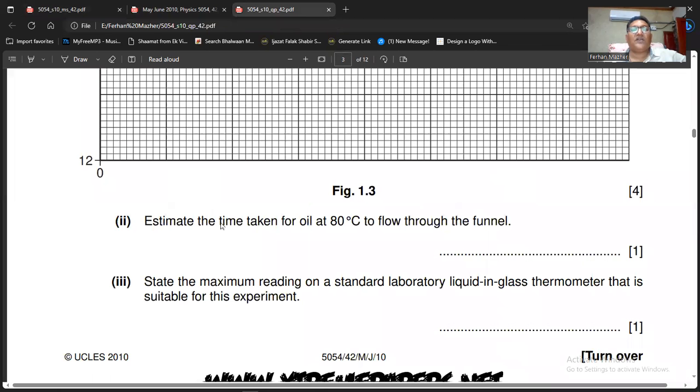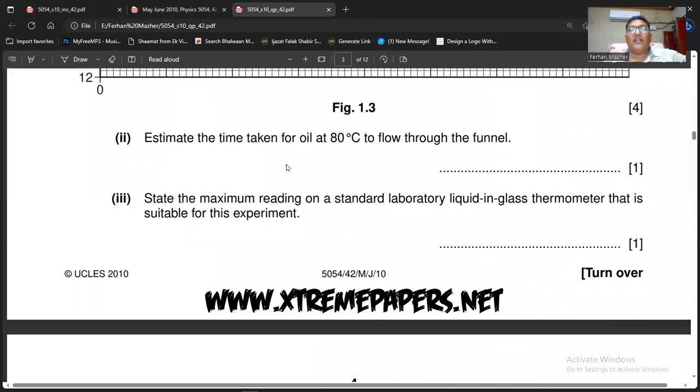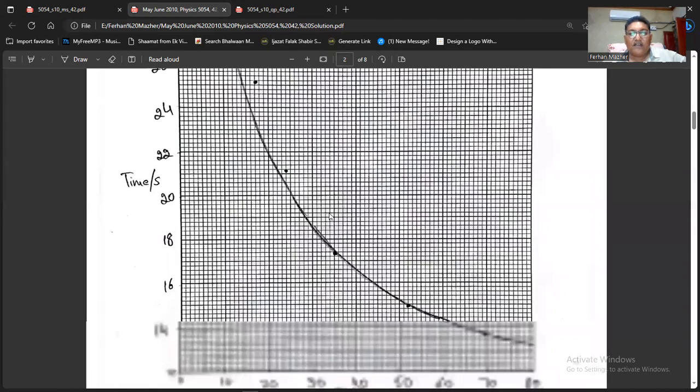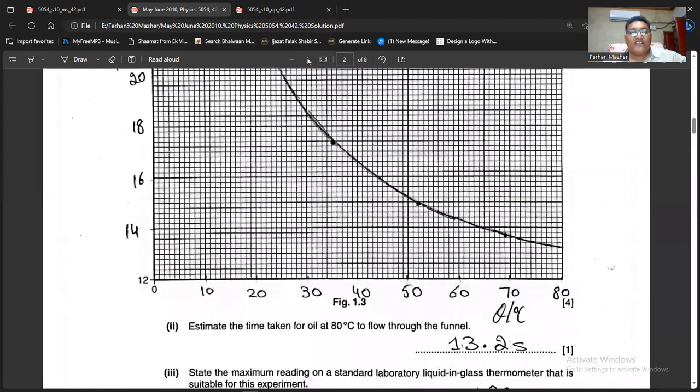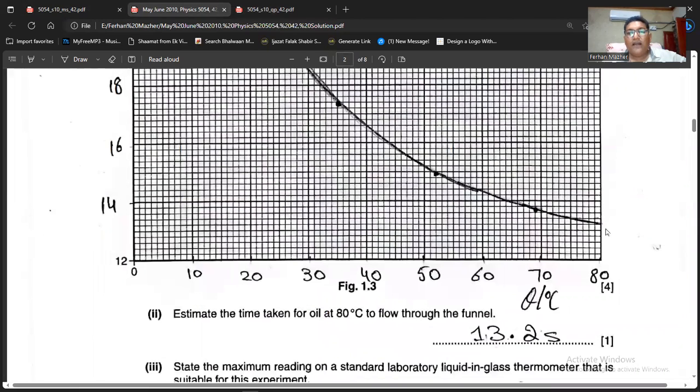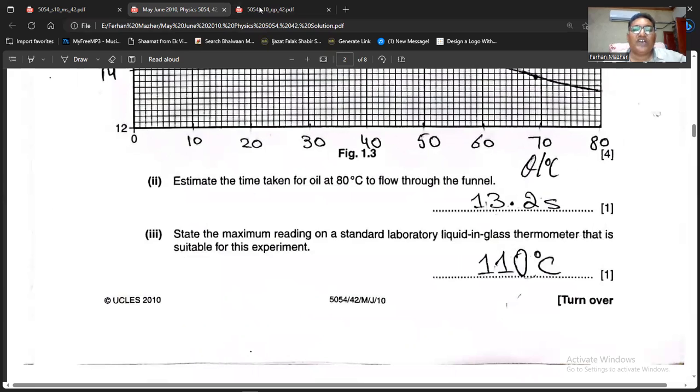And then we have: estimate the time taken for the oil at 80 degrees centigrade to flow through the funnel. When the temperature is 80, so this much is the time. And I can show you, we can increase it. When you see the temperature is 80, the time taken is 13 point something. It's 13.2. So it takes 13.2 seconds.